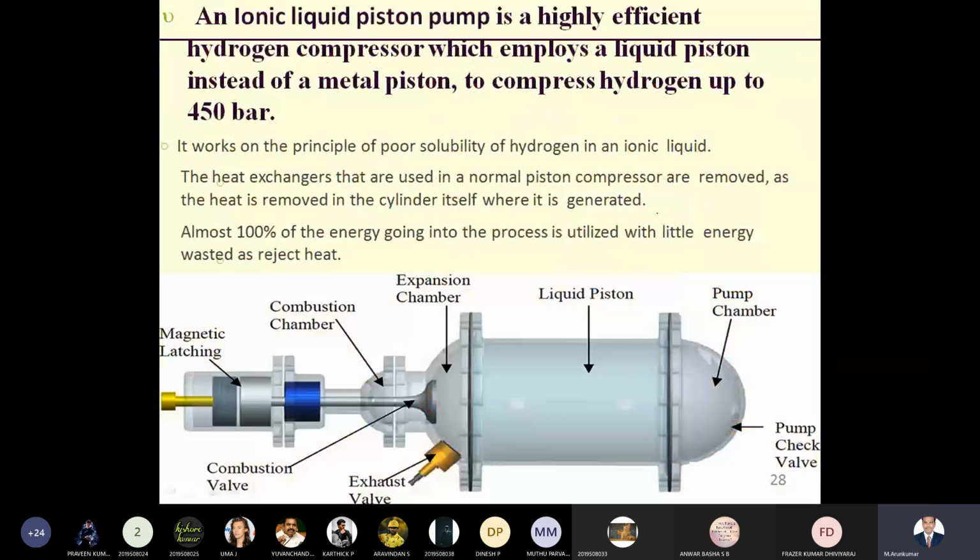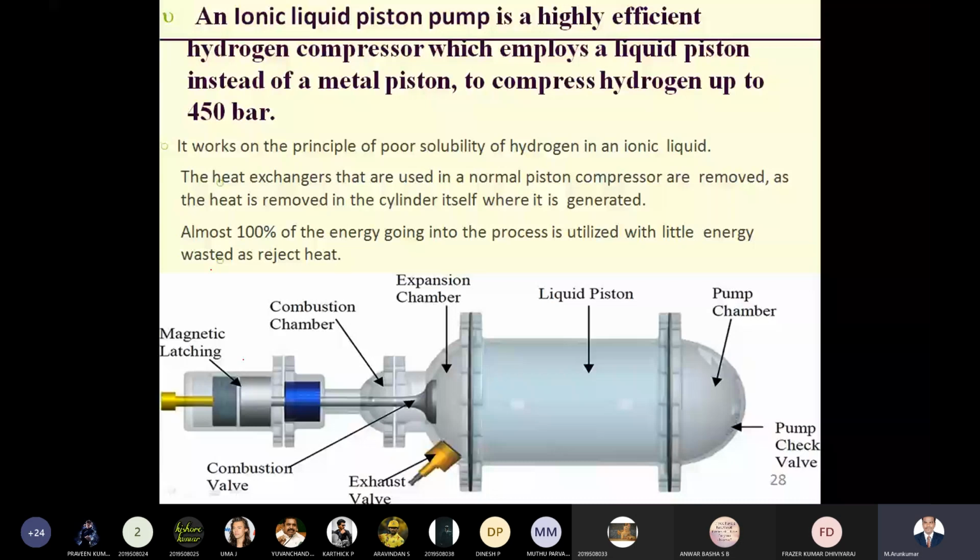Then we have another type, an ionic liquid piston pump. It is a highly efficient hydrogen compressor which employs a liquid piston instead of a metal piston. Right. So we need not go with the metal pistons alone. We have diaphragm pistons, and also we have liquid pistons. Compressing hydrogen up to 450 bar is possible with this liquid piston pump.